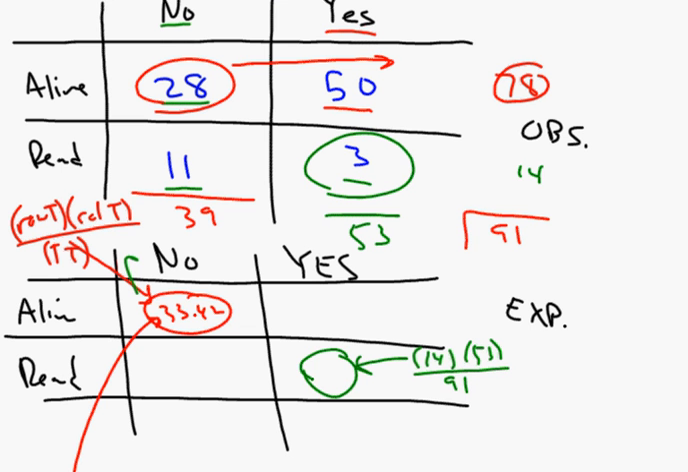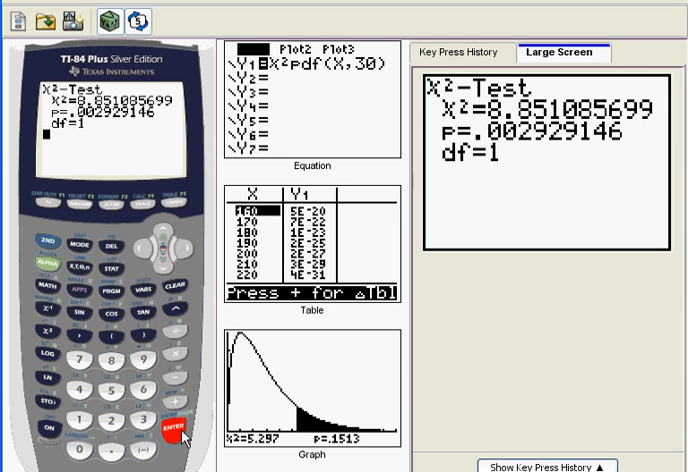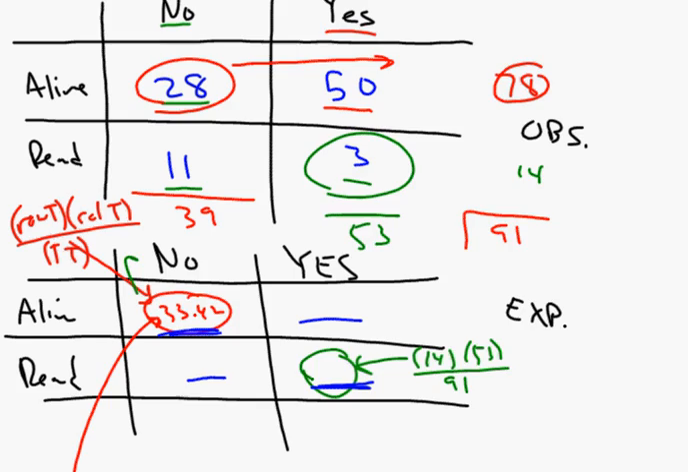We had started to build that here. We had this one number of 33.42 right there. We were about to calculate this number. We'd have to do it 2 more times. And what I'm telling you is that the calculator will do all that for you. You need to tell it what the expected matrix is. We go to calculate, hit enter, and here we go. So we got a chi-squared test statistic of 8.85 and a p-value of about 0.003.